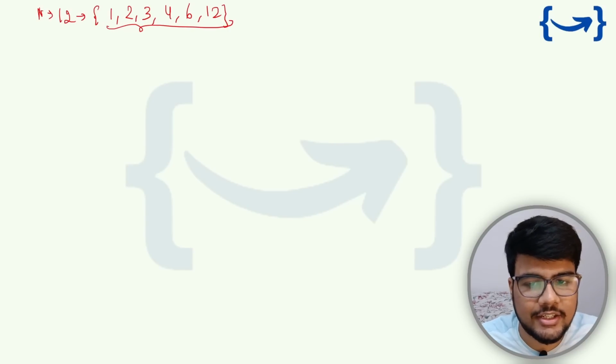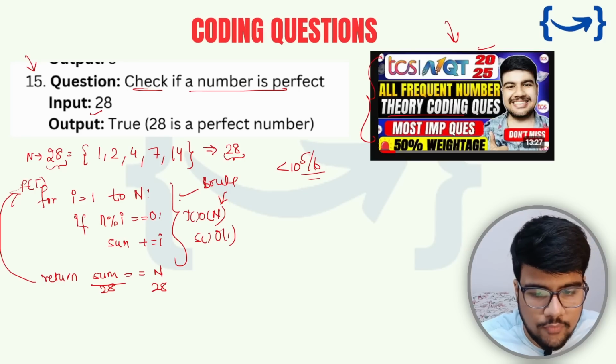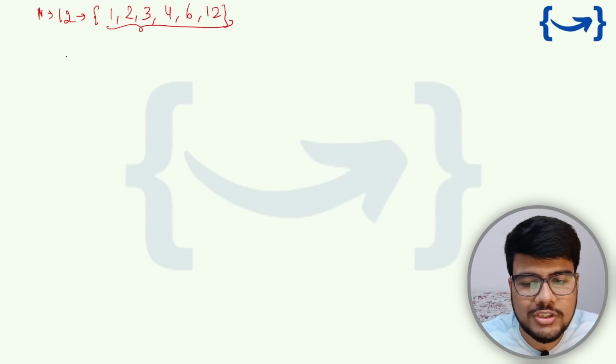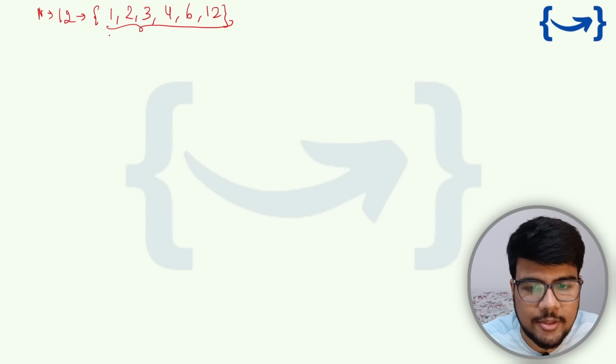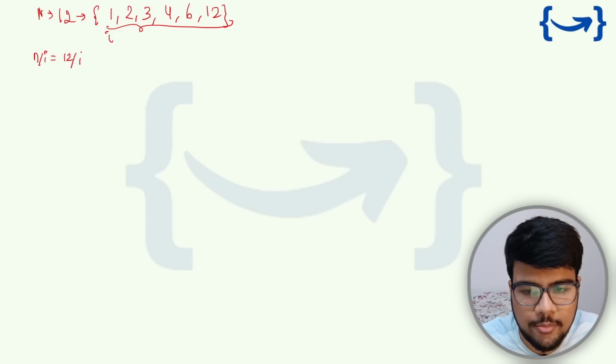What I can see here is, what I was doing in the for loop is, I was keeping on checking at every i. Let's say my i is here. So I did n divided by i, which is 12 divided by i, and I end up having 12, which is 1.